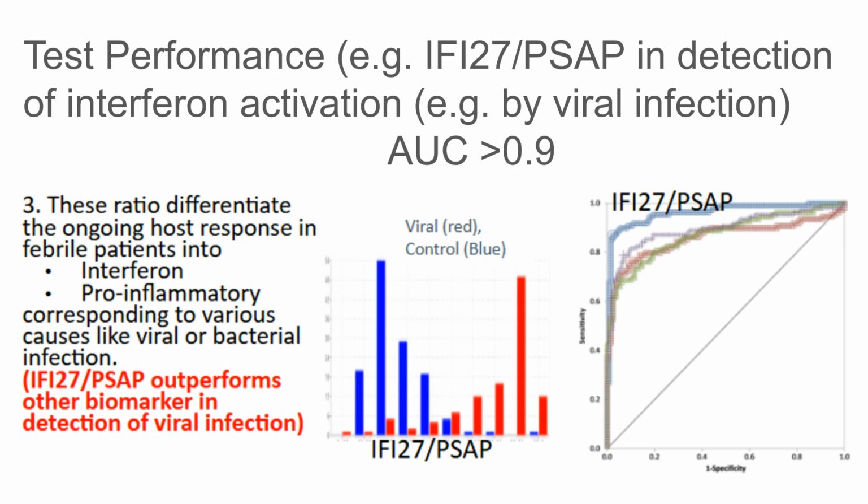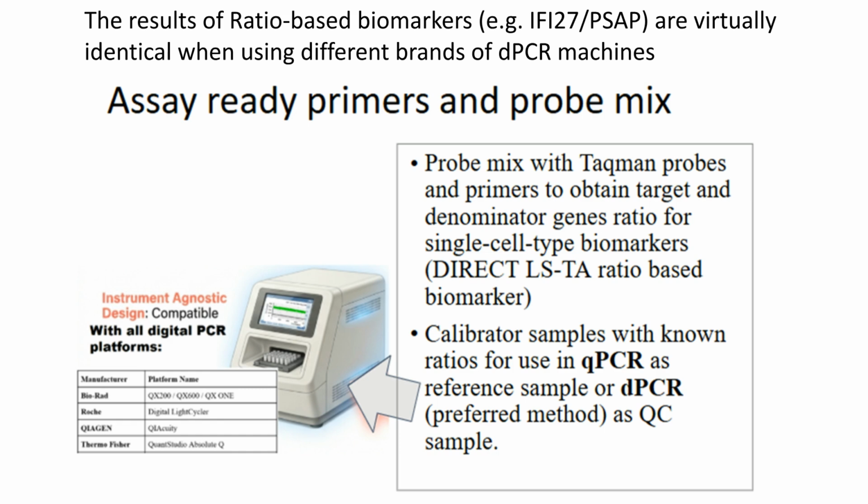Notably, the IFI27 to PSAP ratio outperforms other biomarkers in the detection of viral infections. The results of these ratio-based biomarkers are virtually identical across different brands of digital PCR machines, demonstrating excellent cross-platform compatibility.